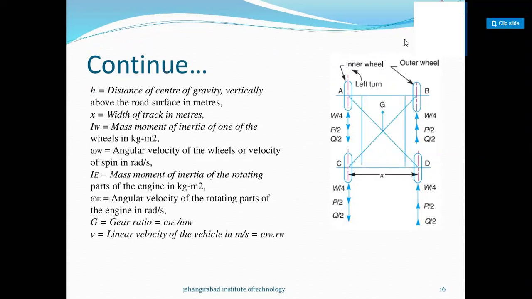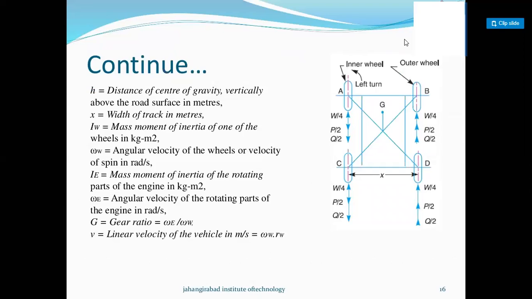Consider a four-wheel automobile vehicle as shown in the figure. The engine is mounted on the rear with the crankshaft parallel to the axis. The center of gravity of the vehicle lies vertically above the ground, where the total weight of the vehicle is assumed to act, right?